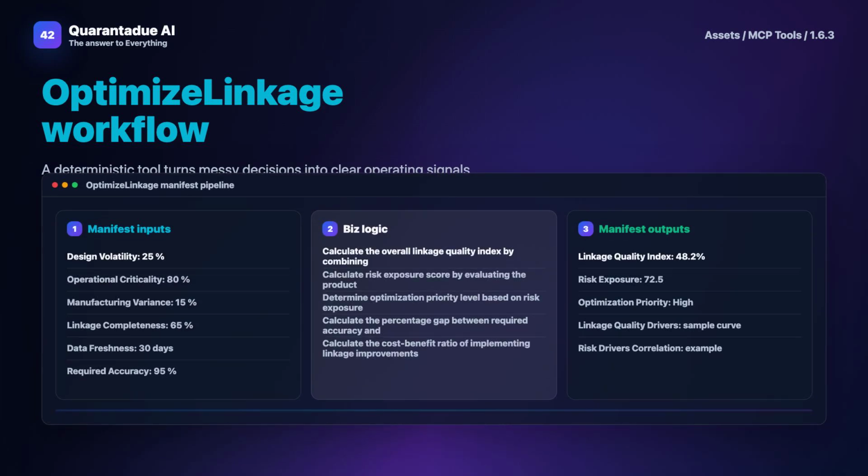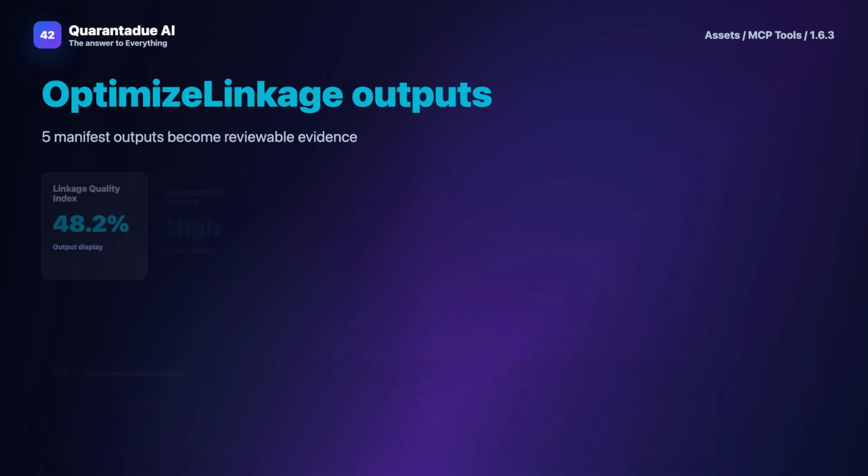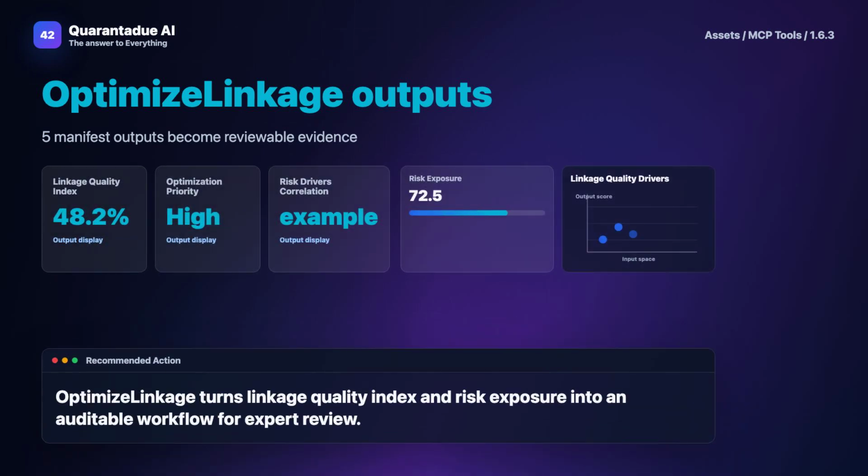Calculate the percentage gap between required accuracy and achieved quality index, floored at 0. And calculate the cost-benefit ratio of implementing linkage improvements by evaluating the product of operational criticality and improvement gap with design volatility. This keeps the process deterministic, reviewable, and aligned with how assets teams actually make decisions.